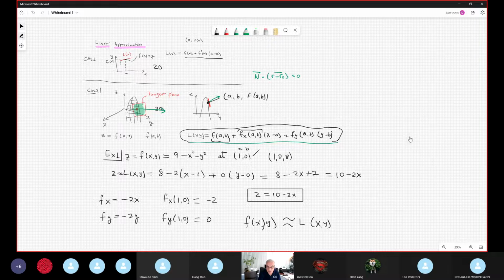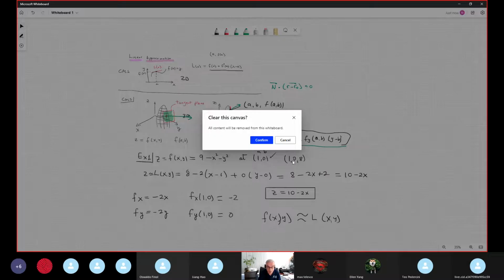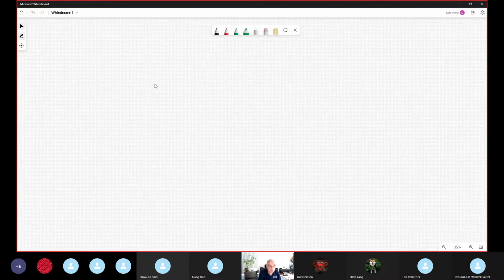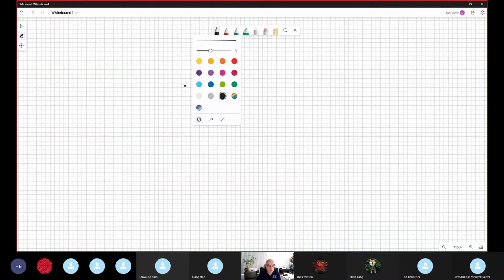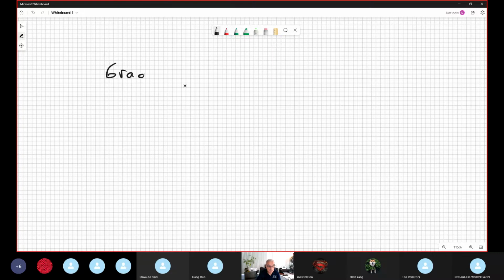So let's move on. Today is the important day, guys. Super important, because we study the most important concept today. We are supposed to study the gradient. I want to explain it in detail. The gradient is super important. I want to study the formula and the interpretation of the gradient.